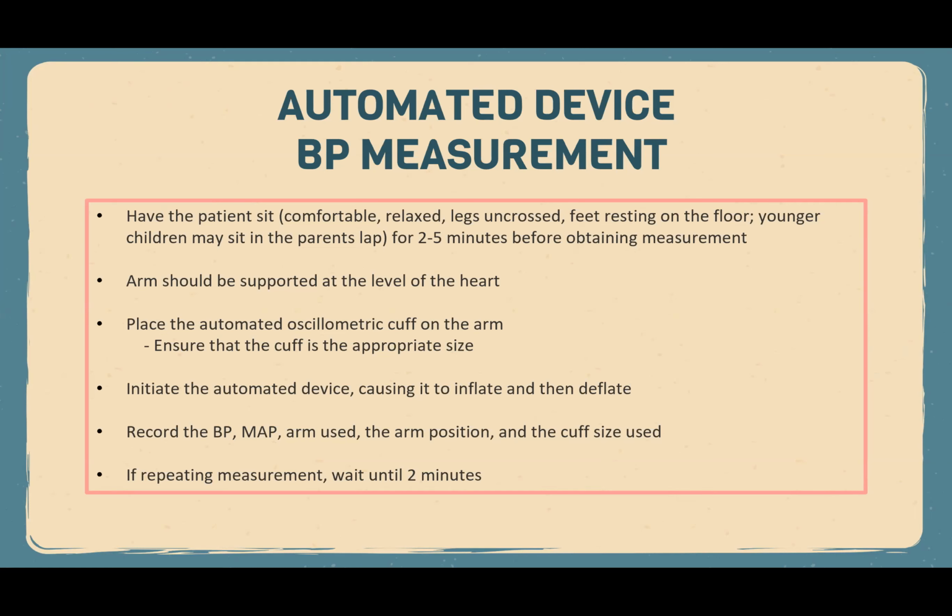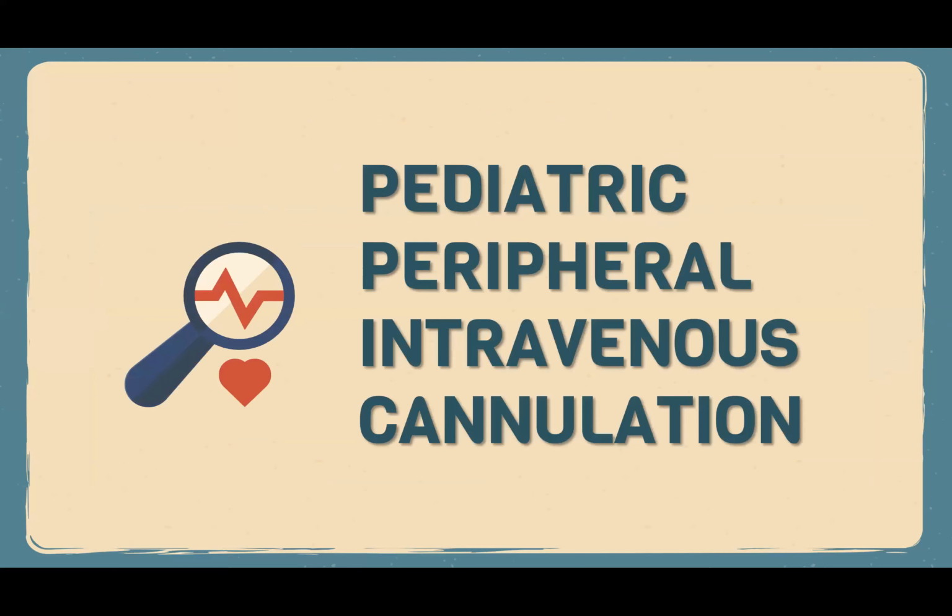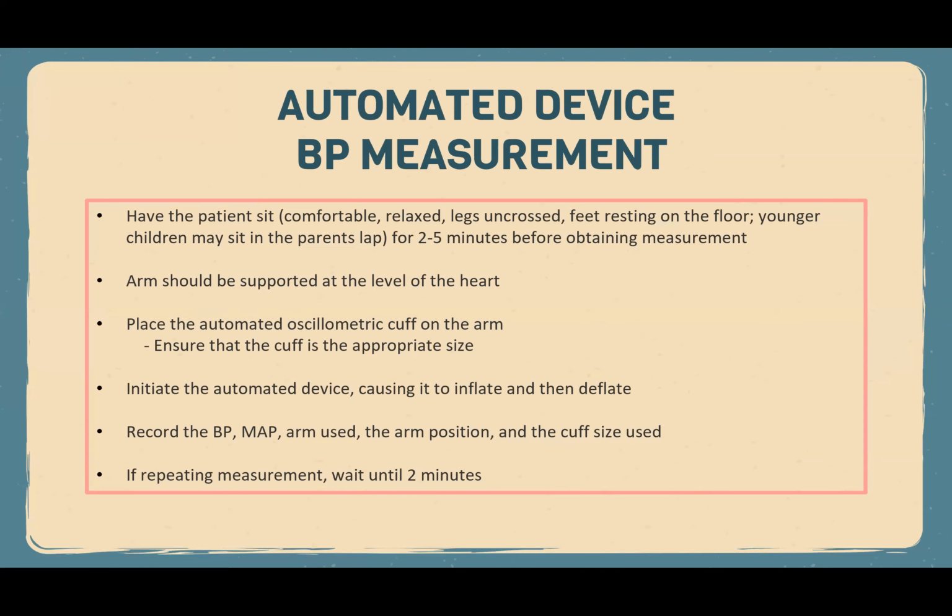We need to place the automated oscillometric cuff on the arm. And then we need to initiate the automated device, causing it to inflate and then deflate by itself. And then we need to record the blood pressure, the mean arterial pressure, the arm used, the arm position, and the cuff size used. So same as manual, if we want to repeat the measurement, we need to wait at least 2 minutes. So that's all for blood pressure measurement.